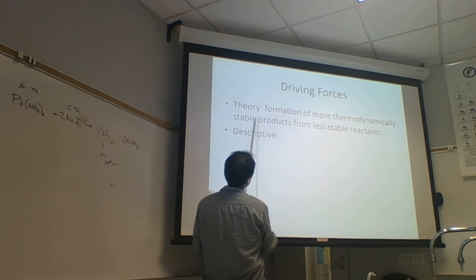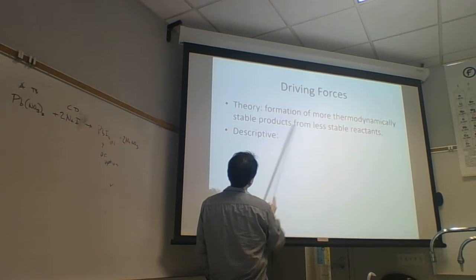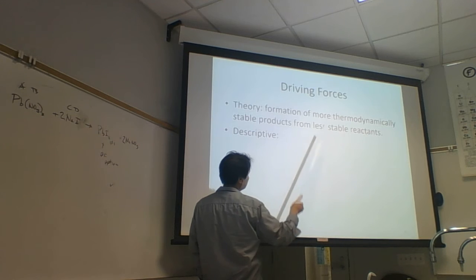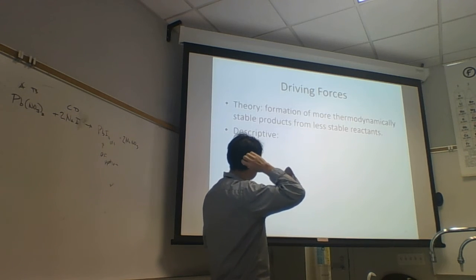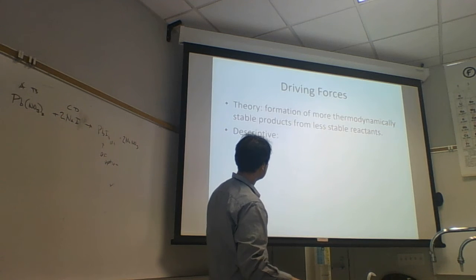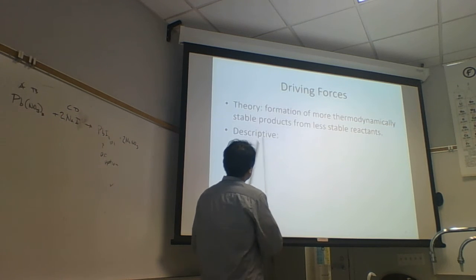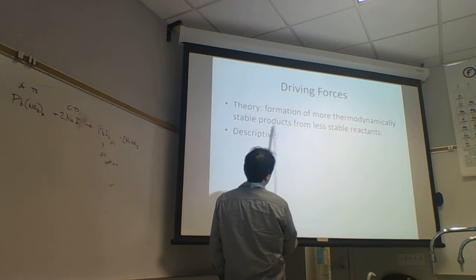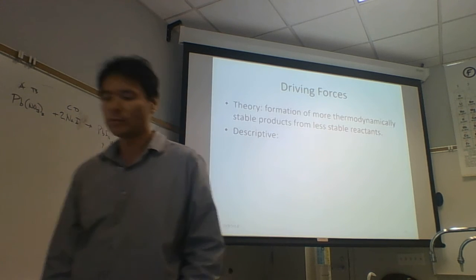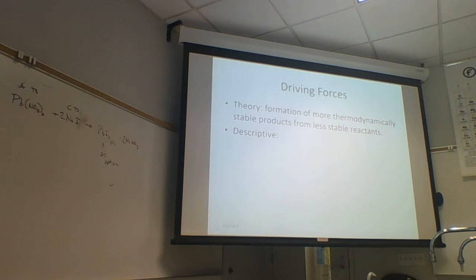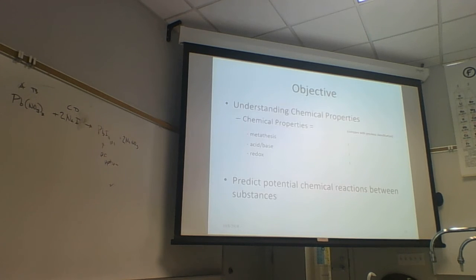We want the formation of more thermodynamically stable products. Now, thermodynamically is just energetics. If something's high energy, it's thermodynamically unstable; lower energy, it's thermodynamically stable. So we want to form more stable products from less stable reactants. And so there are certain things that we look for.